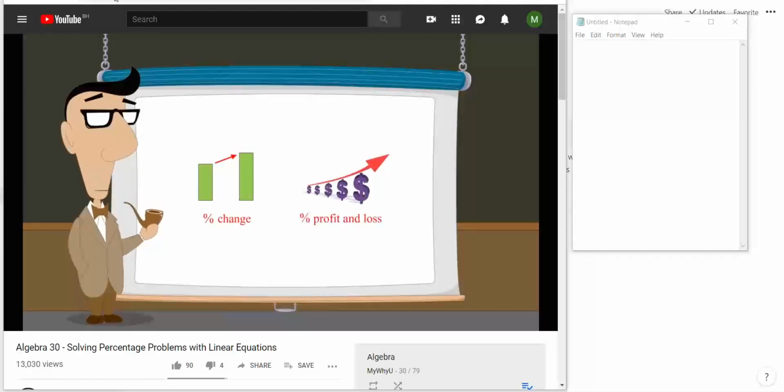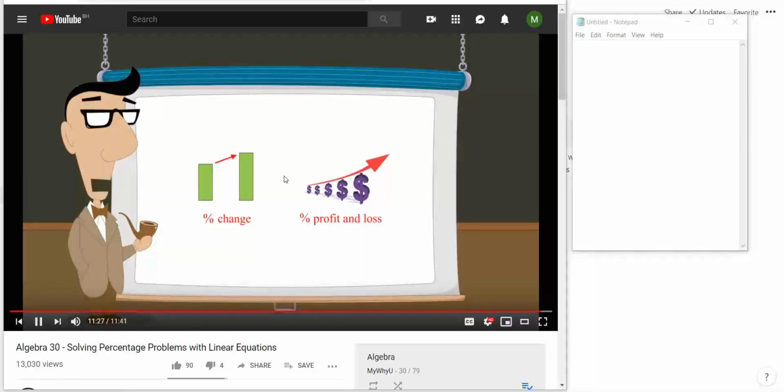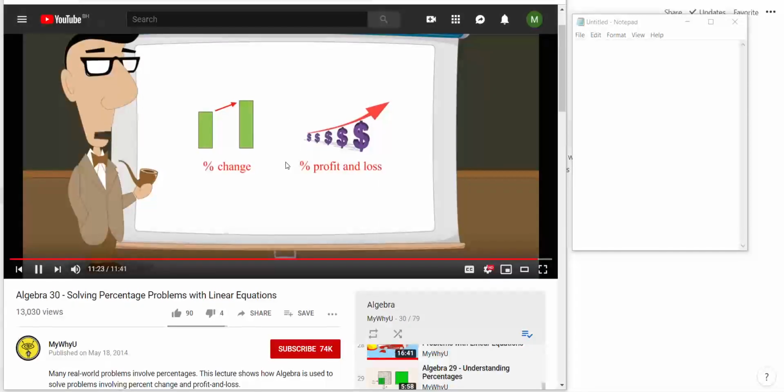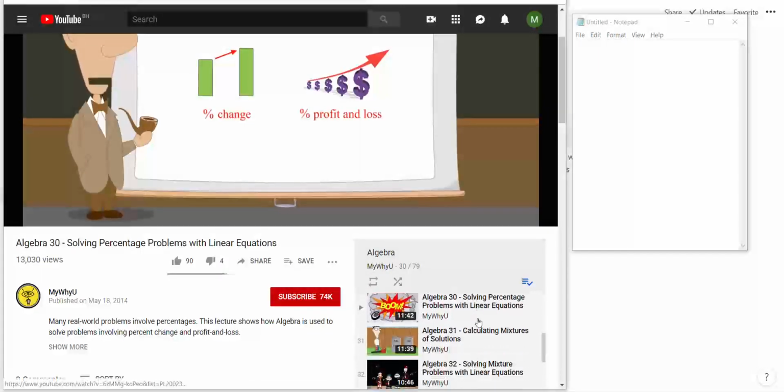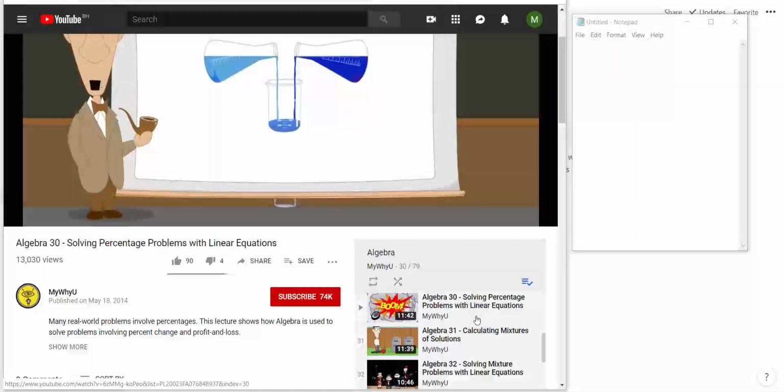So far, we have seen how algebra can be used to solve various types of percentage problems, including percentage change and profit and loss. In the next lecture, we will see how to solve problems involving mixtures of solutions of different concentrations.